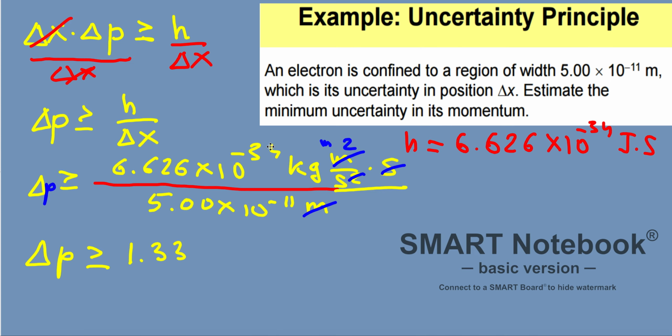And now minus 34 minus 11 gives times 10 to the minus 4 minus 1 is 3, and 3 minus 1 is 2, so minus 23 kilogram meter per second. So the uncertainty in momentum is going to be greater than or equal to 1.33 times 10 to the minus 23 kilogram meter per second.